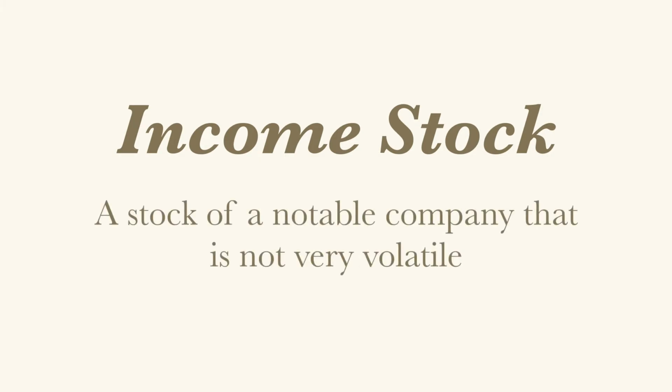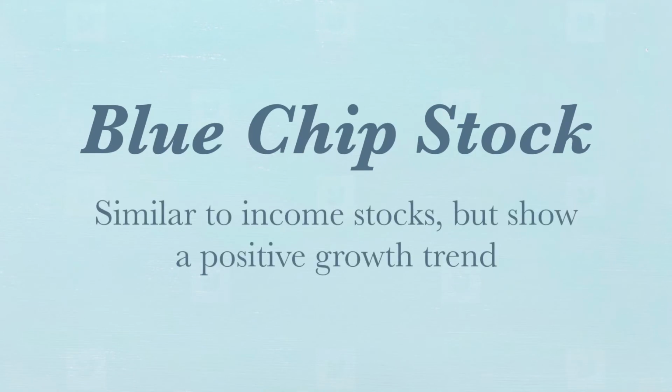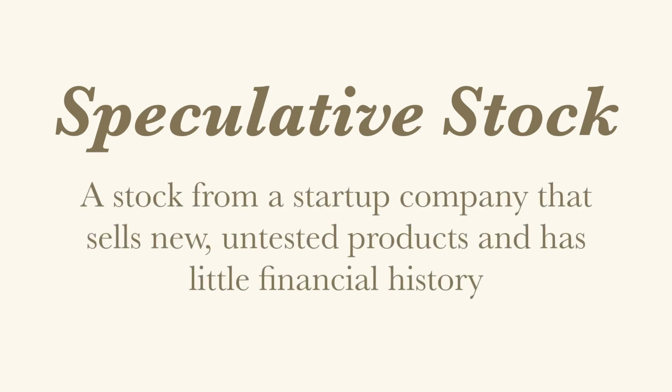Income stocks are those of notable companies that are usually not volatile, making them relatively stable compared to other stocks. Income stocks usually pay out dividends or a percentage of earnings to their investors. Next up, we have blue chip stocks, which are similar to income stocks in that they're from reputable companies with relatively low volatility. A key difference though is that blue chip stocks typically have a positive growth trend, making them a low-risk investment. Speculative stocks are those from startup companies that usually sell new, untested products and have little financial history, making them pretty risky.